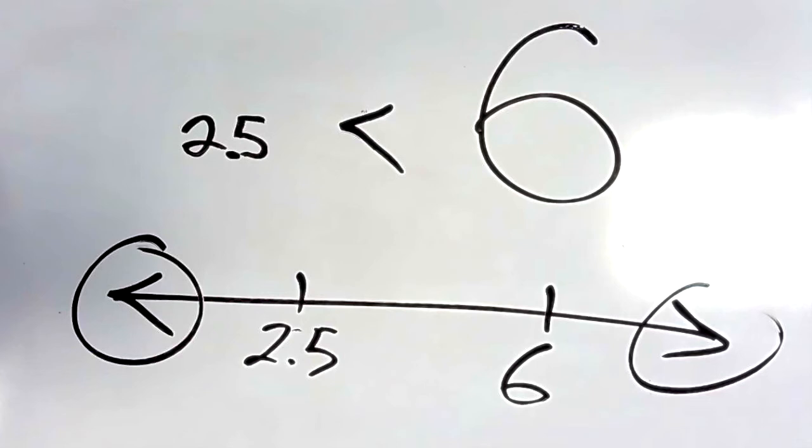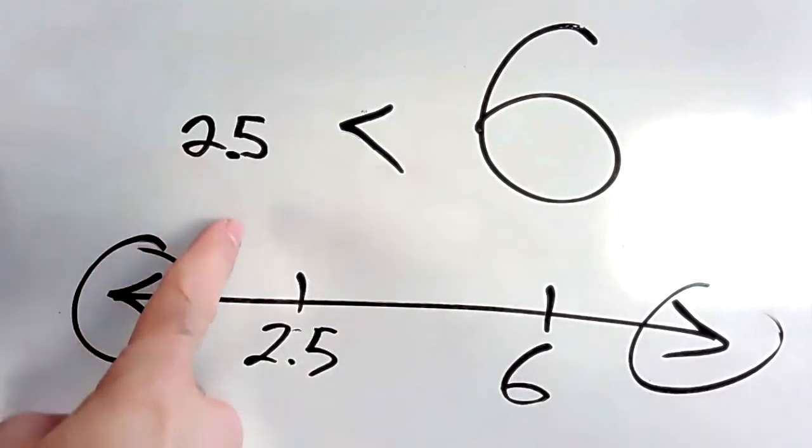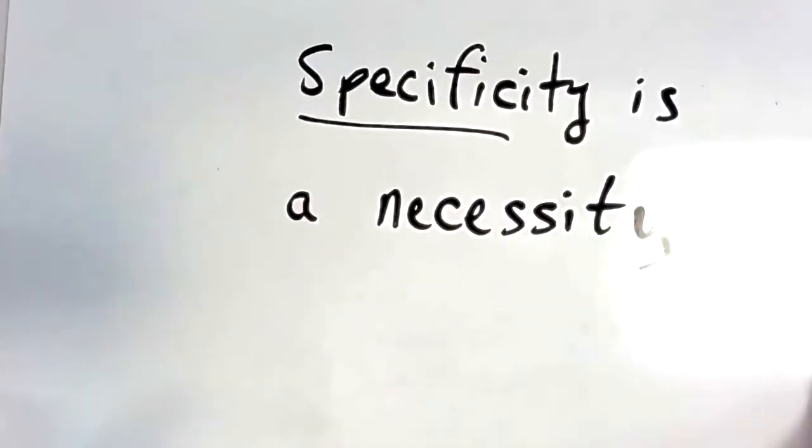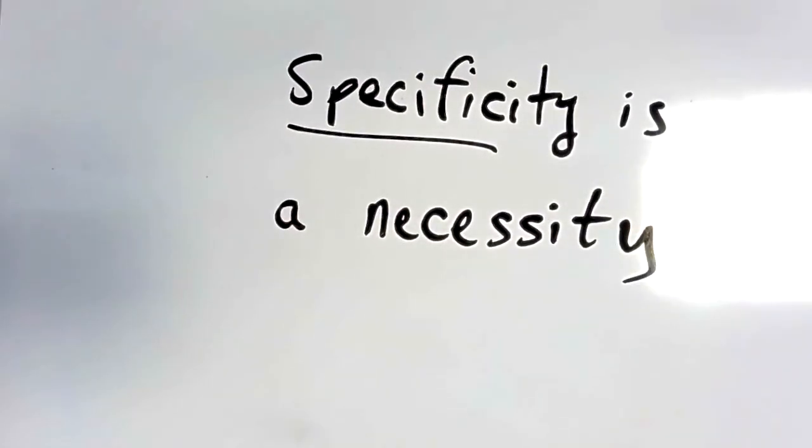Now, we don't have to say all of that. We can simply say 2.5 is less than 6, and all of us will agree because those terms have been very specifically defined. Okay, and that's why specificity is a necessity. And you're going to hear me say that Millerism all year long. Millerisms either teach you something about math, they teach you something about life, or they're just really, really bad puns.